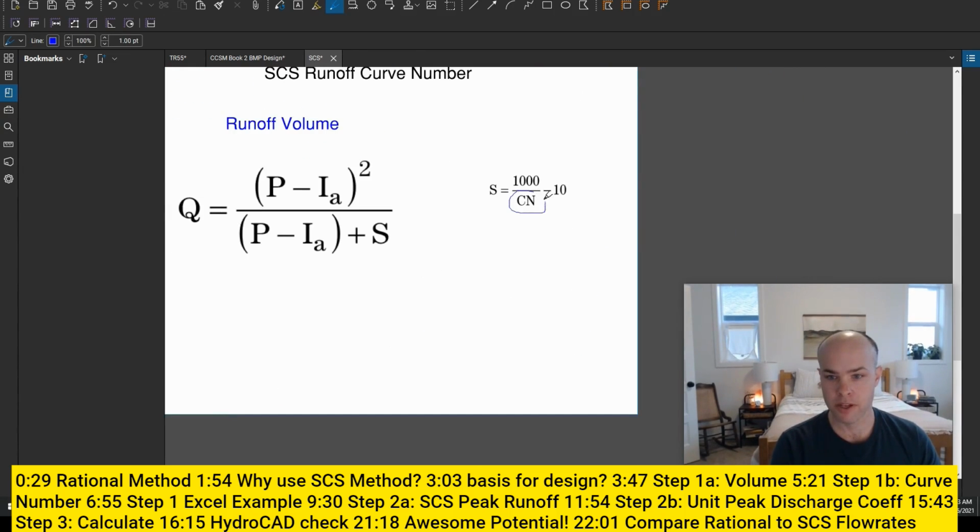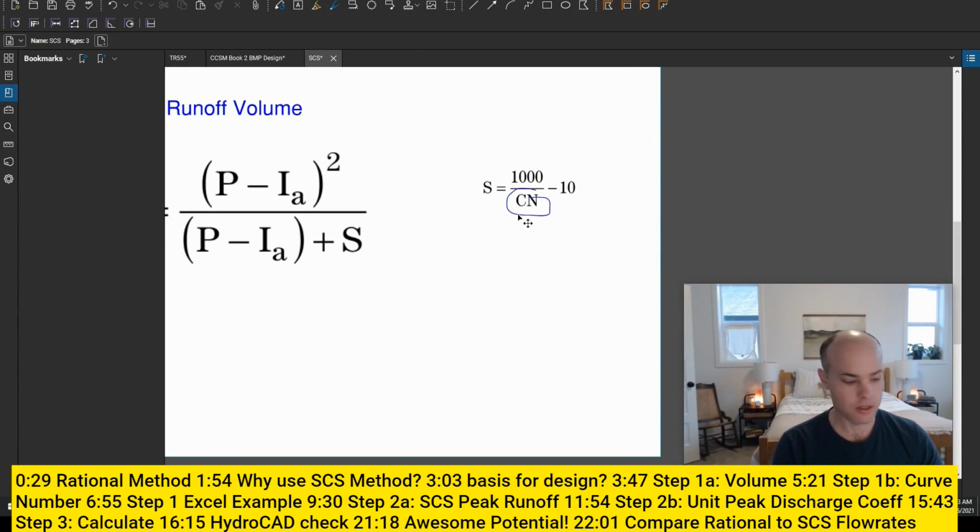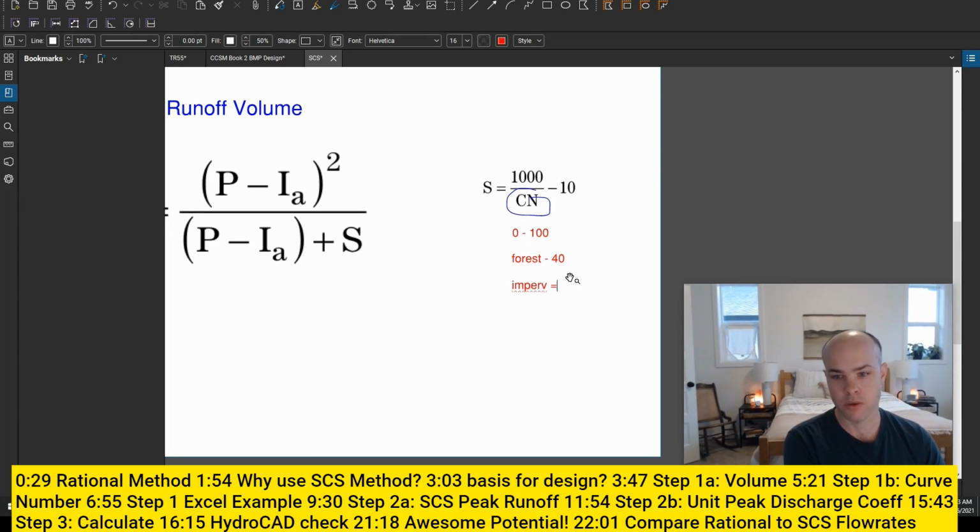So this curve number value is going to be, again, very similar. Instead of being between 0 and 1, it's going to be between 0 and 100. It always ranges between 0 and 100. For a forest, you're going to have a curve number of about 40 to 60, I would say, depending on the type of forest you have. For a paved parking lot, impervious, 98 is typically the value you use. So not quite 100% of the water runs off, but the vast majority.